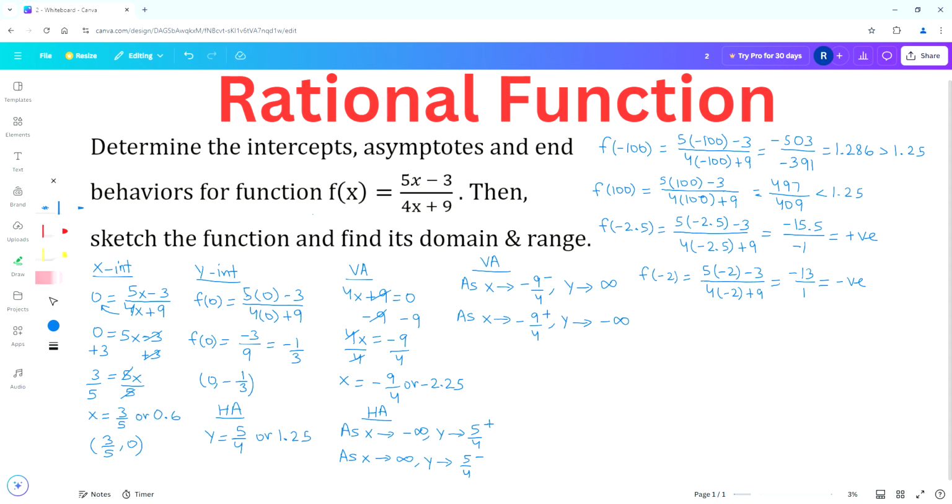Now we can sketch the function. We can start by plotting the intercepts. The x-intercept is at 3 over 5 or 0.6. The y-intercept is at negative 1 over 3. The horizontal asymptote is at 5 over 4 or 1.25. The vertical asymptote is at negative 9 over 4 or negative 2.25.